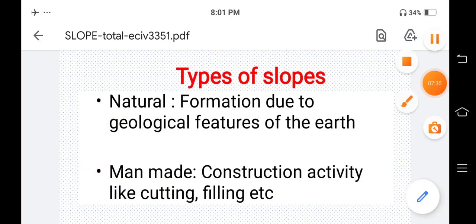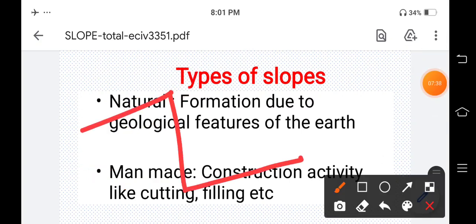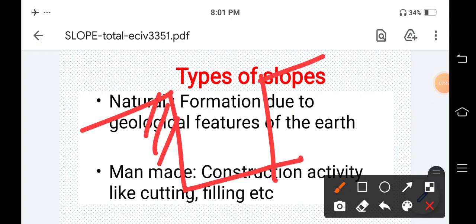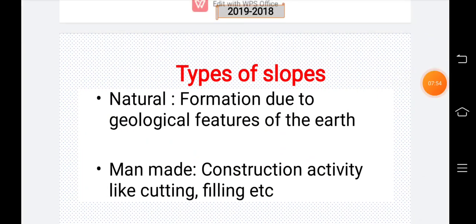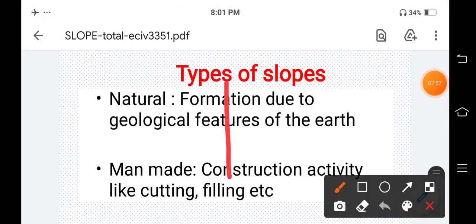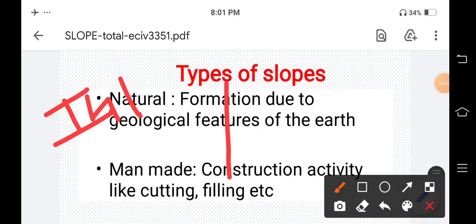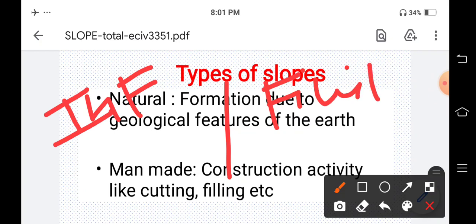Or you can also take another example, open trenches. This is also a slope. This is not a famous example, but your famous examples are the earthen dam and the canal. So the types of slope are the natural one and the man-made one. The natural slope is further divided into two categories: infinite slope and finite slope.